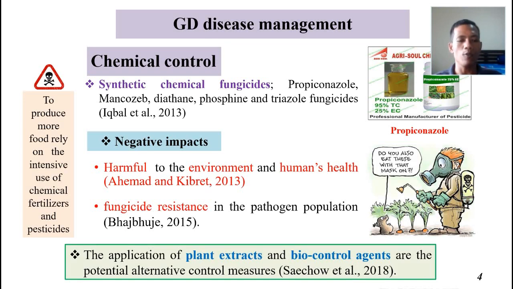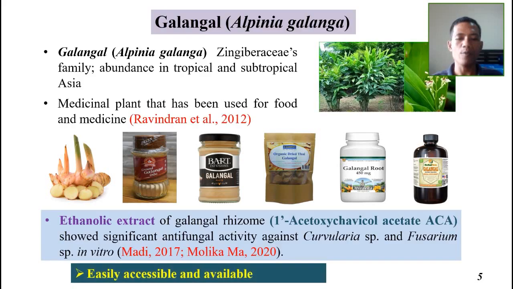Nowadays, food production relies totally on chemical applications, for example chemical fertilizers or chemical fungicides. In Thailand, a lot of farmers are using chemical control measures to suppress grain discoloration. But actually chemical control has a lot of negative impacts on the environment and human health, and resistance can also develop in the pathogen population. So the application of plant extracts and biocontrol agents are potential alternative control measures in the future.